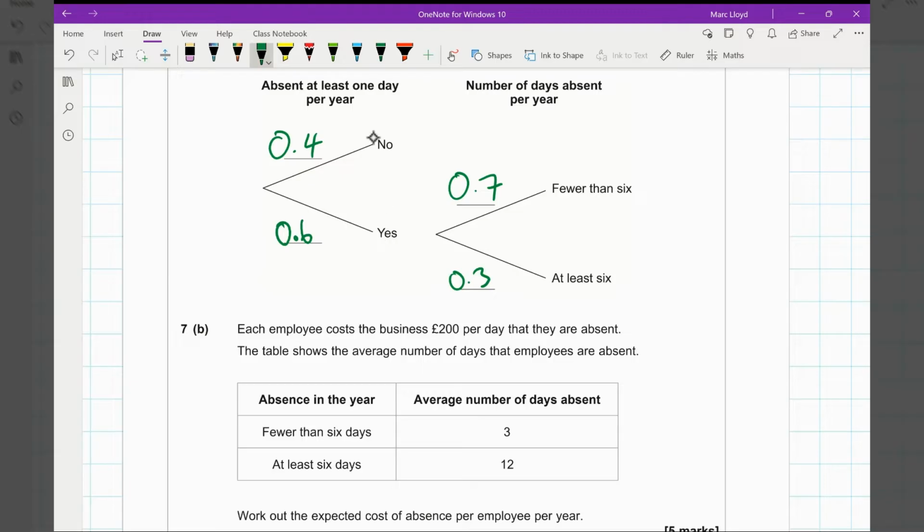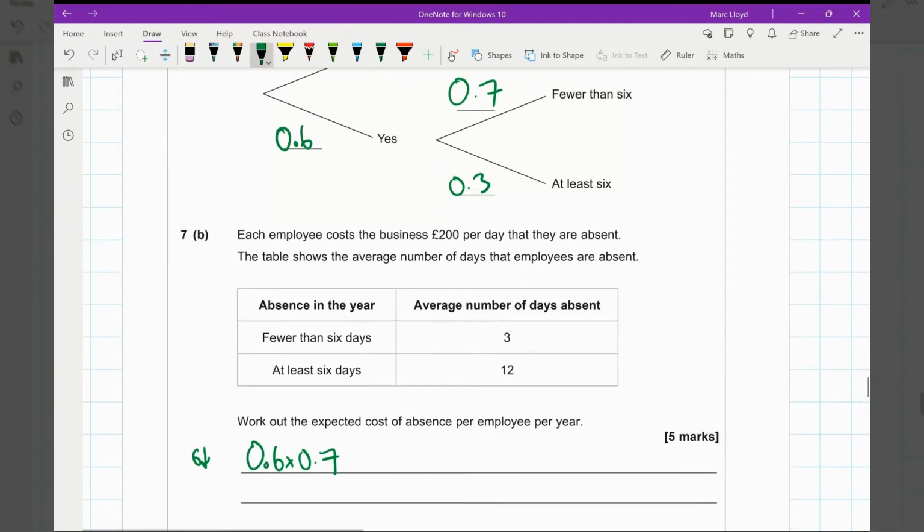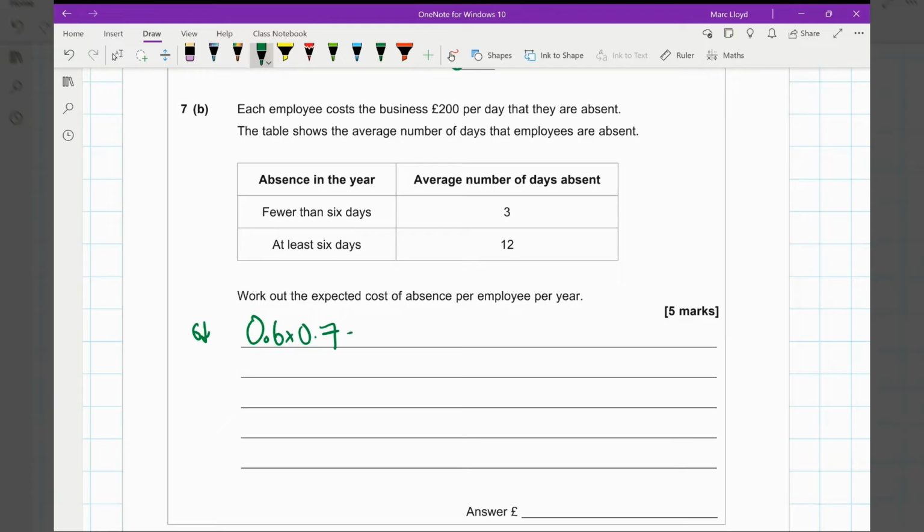So yes, because we're not going to look at no, absent for at least 1 day. No, they're not absent, so they don't cost anything. So 0.6 times 0.7, fewer than 6. That gives us 0.42. And then we're going to multiply that by the 200, which is the cost per day, times by 3, which is the average number of days. So that's actually 600, and that will be £252 once we've run that through the calculator.